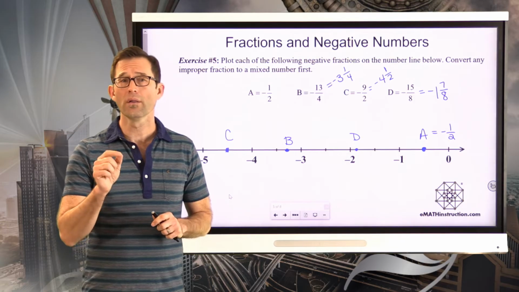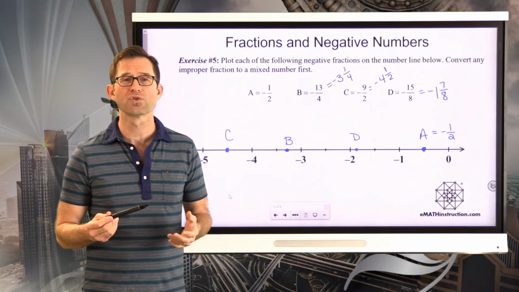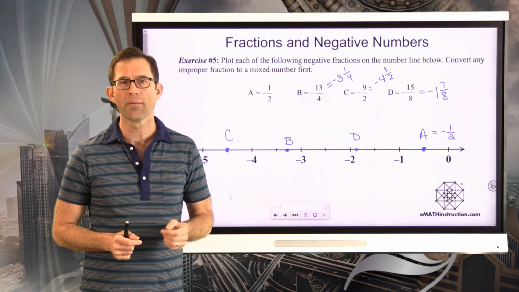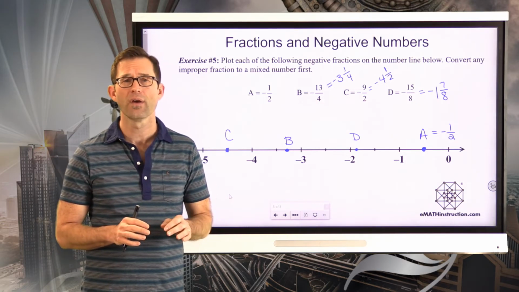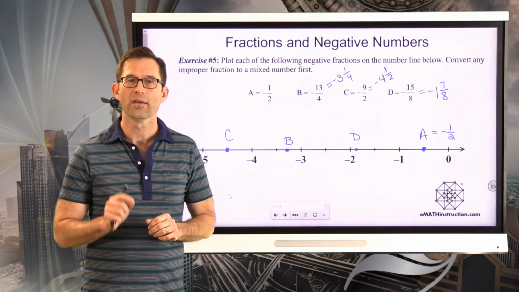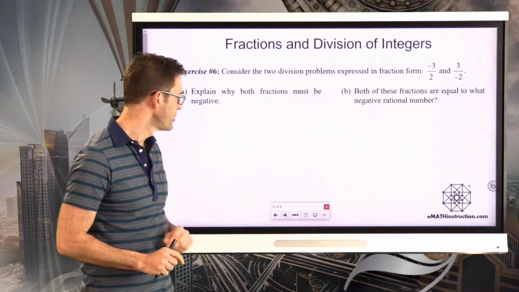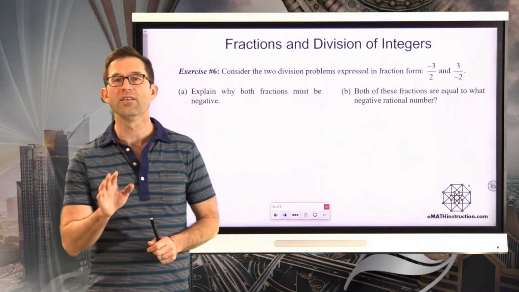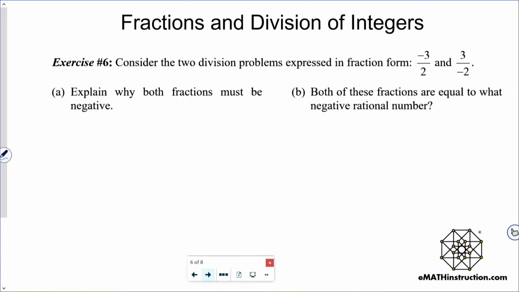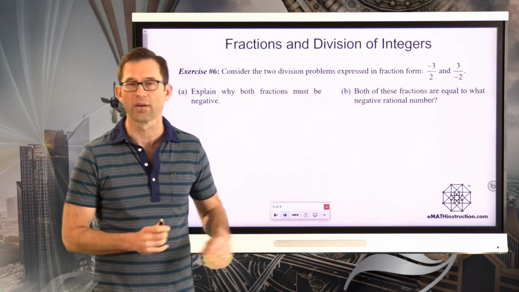Now, what we want to look at, though, is what happens when you get a fraction where maybe the numerator is negative or the denominator is negative or both of them are negative, and how to be able to think about that fraction. So let's get at that idea in exercise number 6. Here we go. Fractions and division of integers. Exercise number 6. Consider the two division problems expressed in fraction form, negative 3 divided by 2 and 3 divided by negative 2. All right, so let's break out of this just for a second, right?